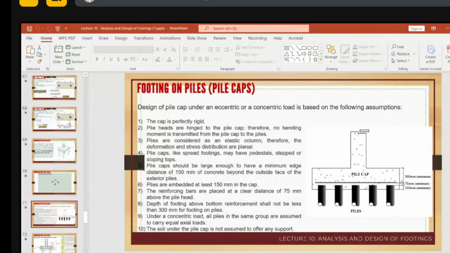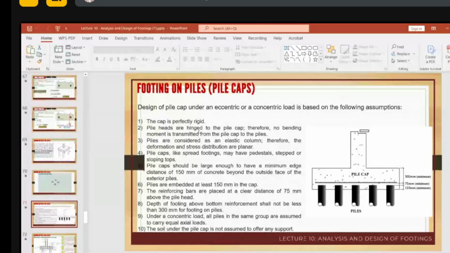Steel covering, the steel covering just at the bottom of the main reinforcement bar, is 75. From the face of our pile cap at the top portion, the minimum requirement is 300 mm. So that's the minimum.